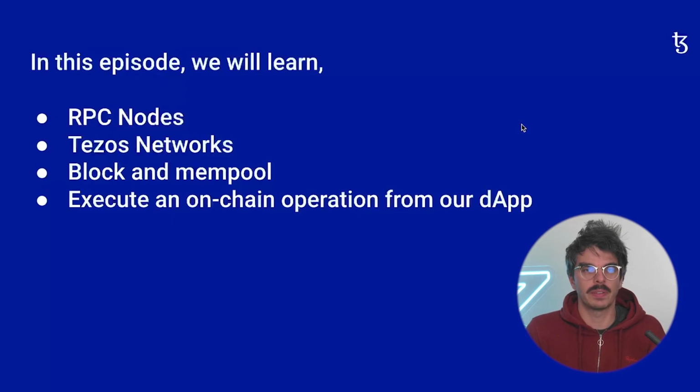So we'll look at the summary of this episode. We're first going to talk about RPC nodes or blockchain nodes in general. Then we're going to talk about the different Tezos networks, and we're going to talk about blocks and the mempool. And then finally, we're going to actually execute an on-chain operation from our dApp.